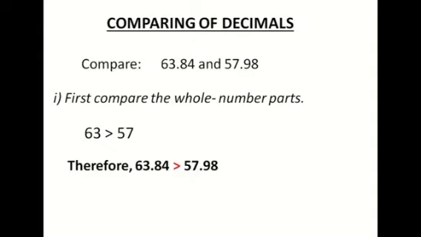So while comparing the decimals, we have to check whole parts first. If the whole part is enough to decide, we can write which decimal is greater than the other one or which one is lesser than the other one. Now, if the whole parts are equal, then what we will do? So let's take an example. Look at these decimals here. It is 24.7 and 24.58. We have to compare them.